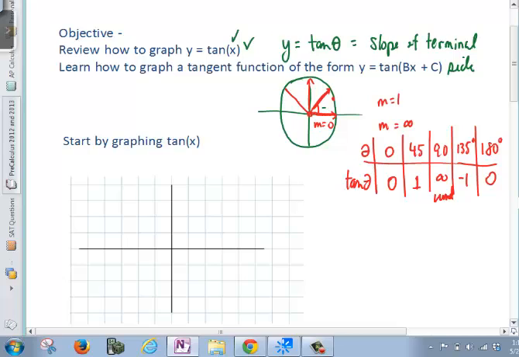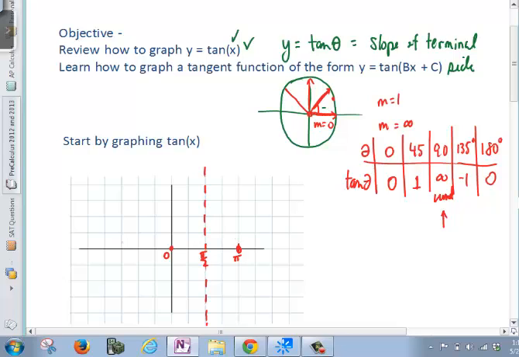Now, when we plot this, we want you to be aware that wherever it's undefined, we have an asymptote. So I'm going to make this 0. We go through the 0 point. When we get to pi over 2 radians, we are going to be at an undefined slope. And when we get to pi radians, we're back at 0 again.